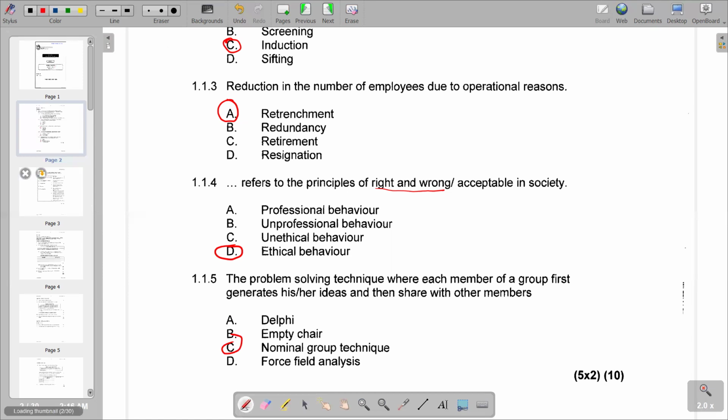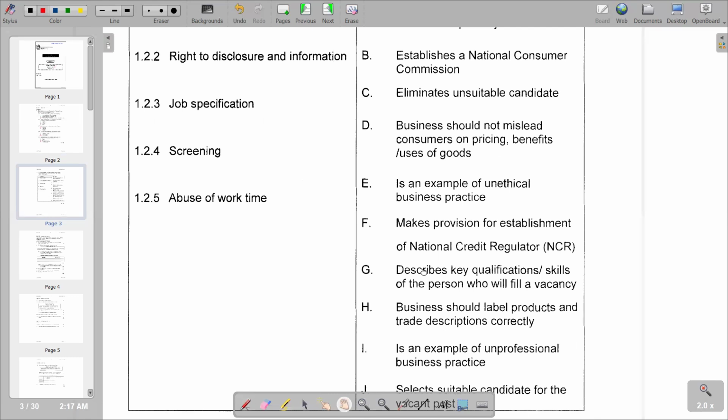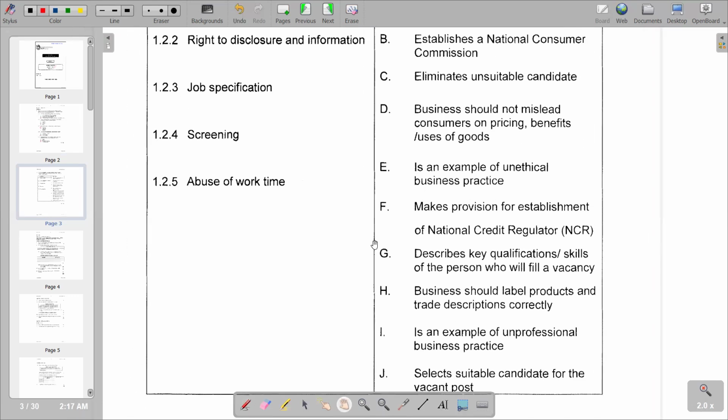Then we go to the second section of our question, 1.2, which is choose a description from column B that matches a term in column A, 1.2.1 to 1.2.5 in the answer book. We are given the way that we are supposed to present it in the answer book. The first term is National Credit Act. We see which one matches National Credit Act in column B. We know that the National Credit Act protects consumers who enter into a credit agreement with a credit provider. So we are trying to find an explanation matching that.